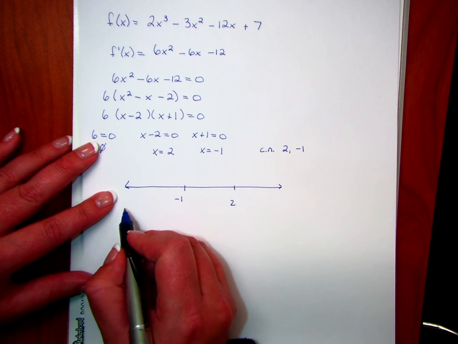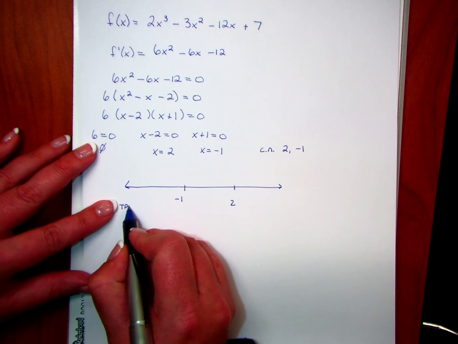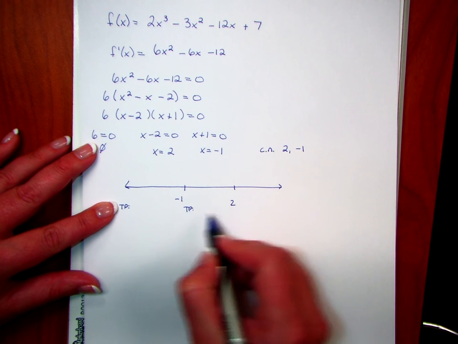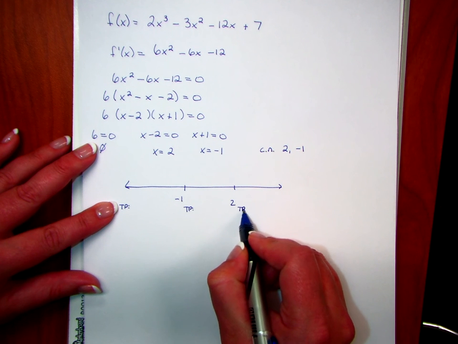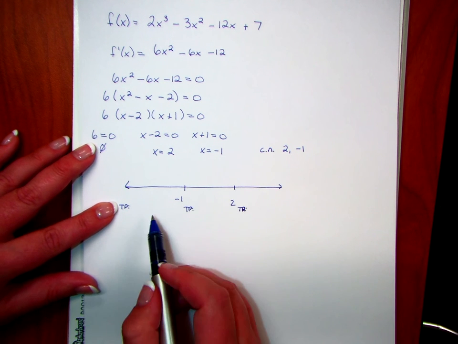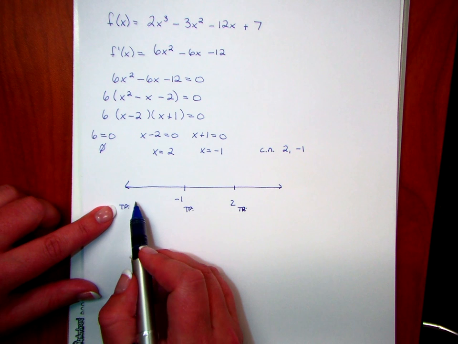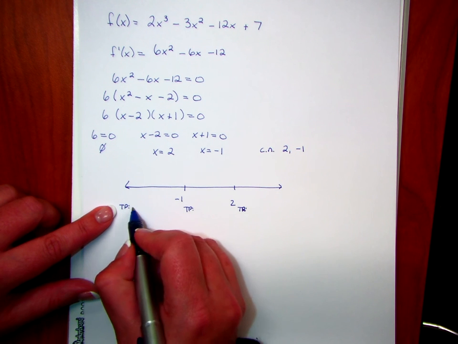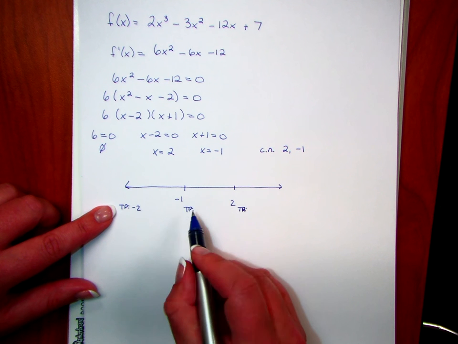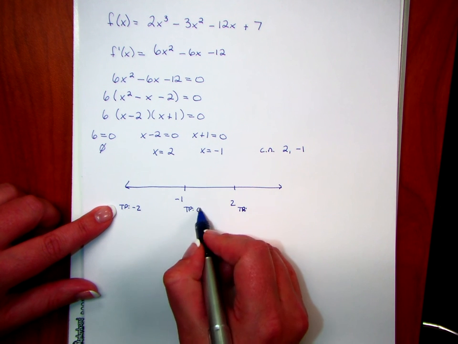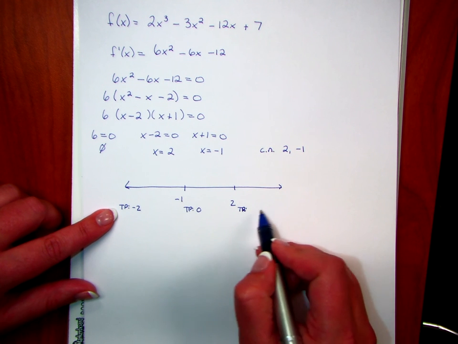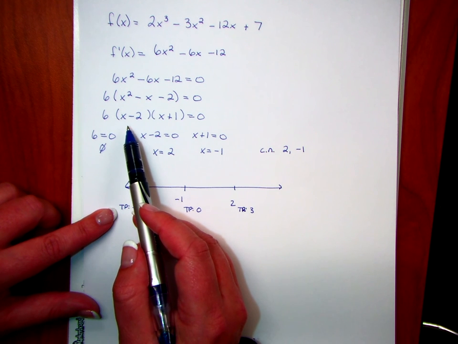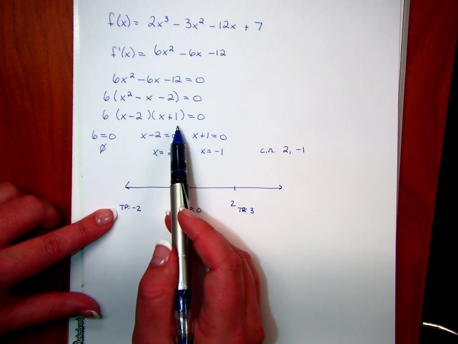So what I like to do is a test point. TP for test point for all 3 of these intervals. Those of you who had me in pre-calc or college algebra, this is how I usually do things. So I'm going to pick a test point, any number in this interval from negative infinity to negative 1. So I'm going to pick negative 2 here as a test point. Any number between negative 1 and 2, I'm going to pick 0. And a test point from 2 to infinity, I'm going to pick 3. Now I'm going to plug those into the derivative, into the factored form of the derivative.